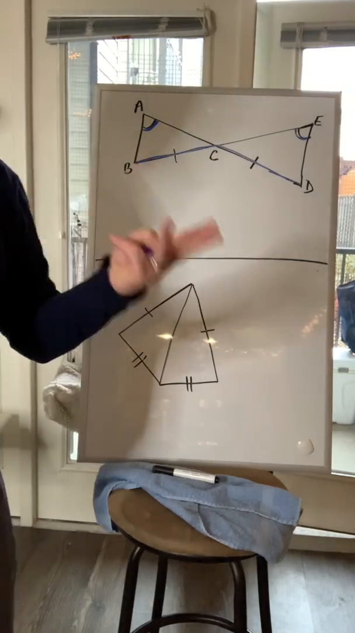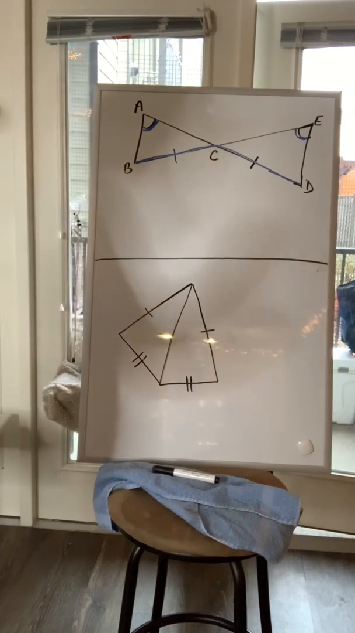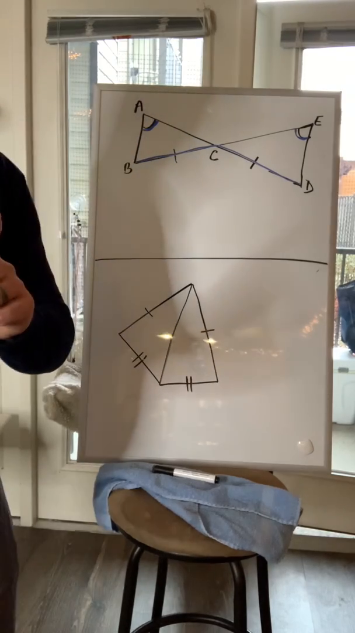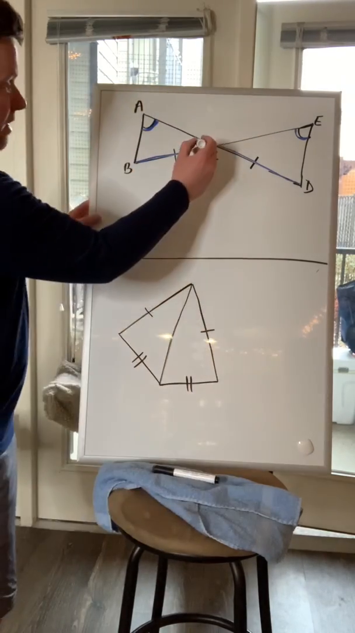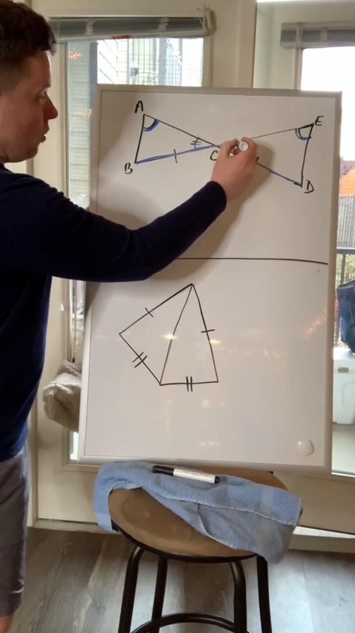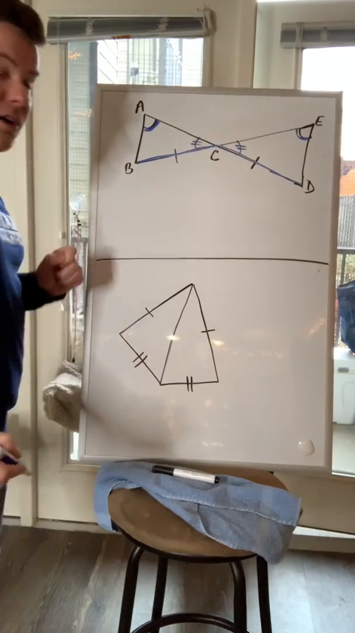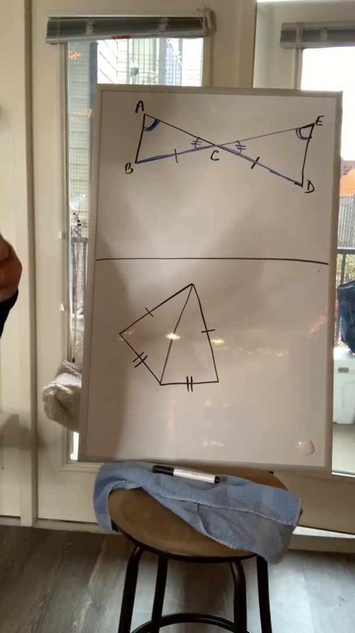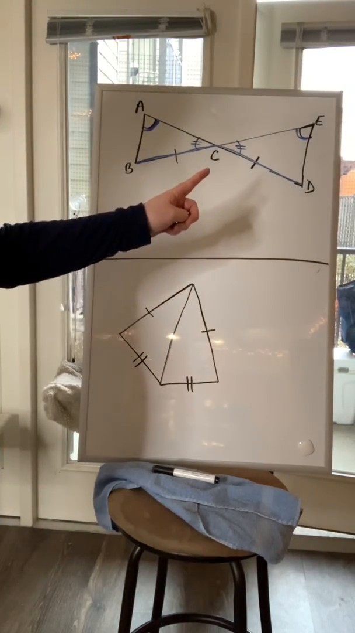But as you know from all the work last week, you need 3 pieces of information in order for the triangles to be proven congruent. And nothing else is marked. But you should know that this angle here, we'll mark that with a double slash, would be equal to this angle here because they're vertical angles, right? Learned that in our first unit.